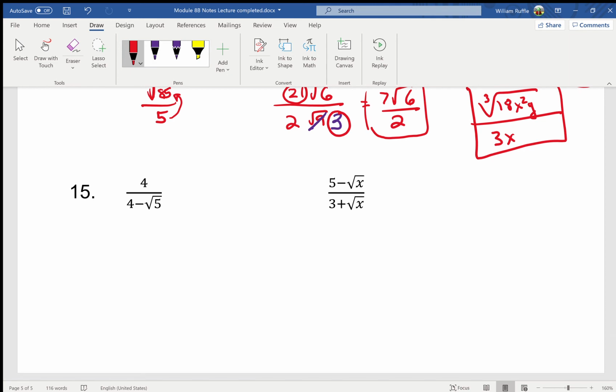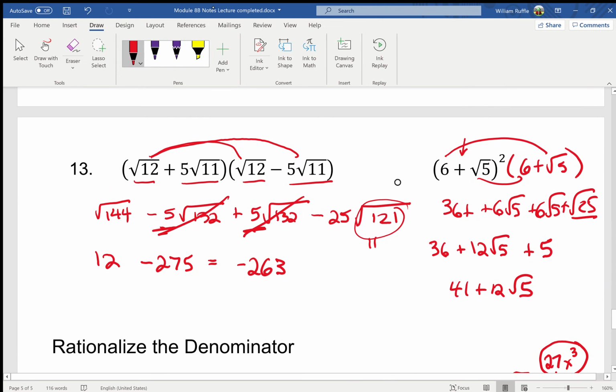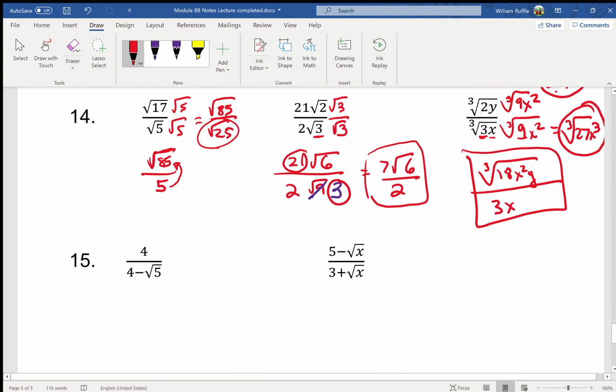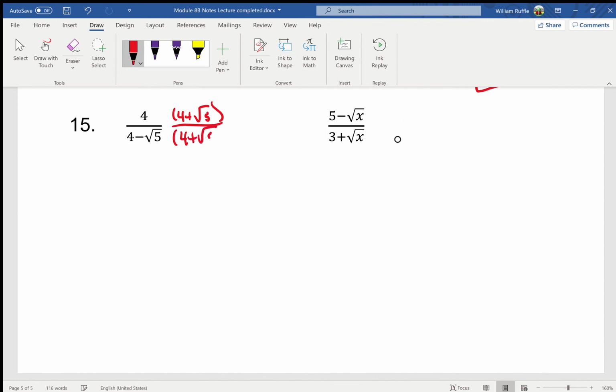This is where I'm going to need to remember what I did right here when I FOILed this out. The middle term went away, so if you notice, no square roots anymore. So it's just applying the difference of squares again. So now if I have 4 minus the square root of 5, I want to multiply, and they call it the conjugate. Since this is minus, I'm going to multiply top and bottom by 4 plus the square root of 5. If this is minus, this is going to be plus. And the next question that starts off plus, I'm going to do the minus one.